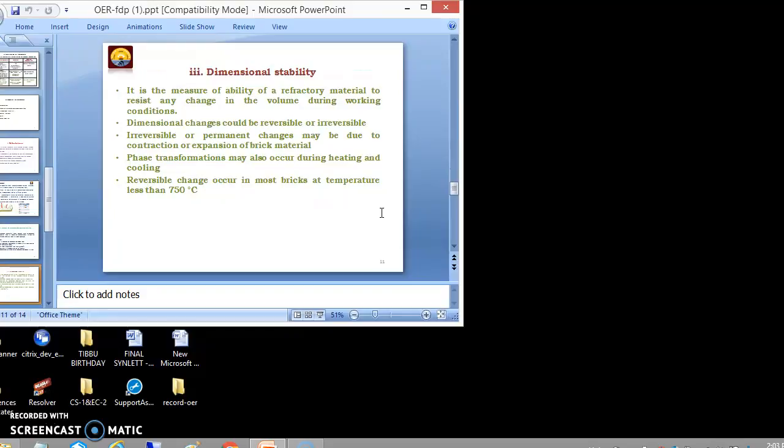The third property is dimensional stability. Dimensional stability is nothing but the measure of the ability of a refractory material to resist any change in volume during working conditions. Dimensional changes could be reversible or irreversible. The irreversible or permanent changes may be due to contraction or expansion of the brick material. Phase transformations may also occur during heating and cooling. Reversible change occurs in most bricks at a temperature less than 750 centigrade.